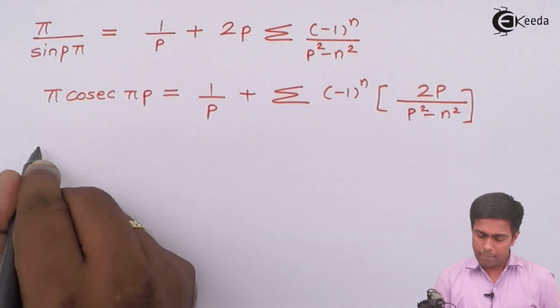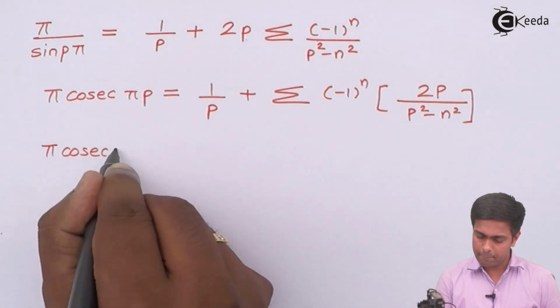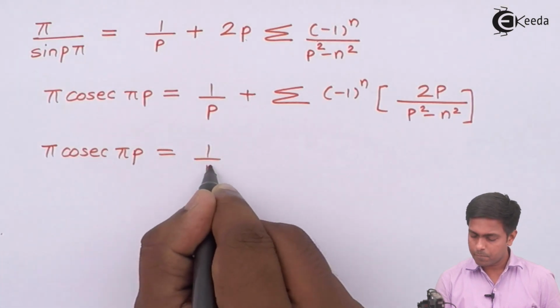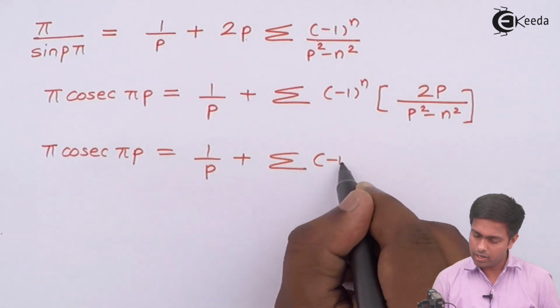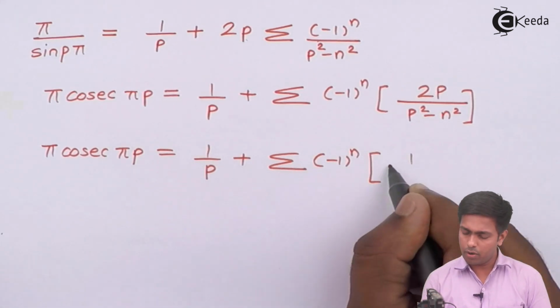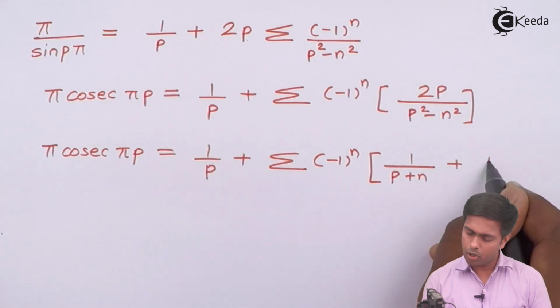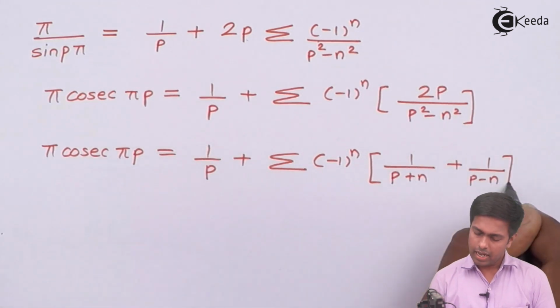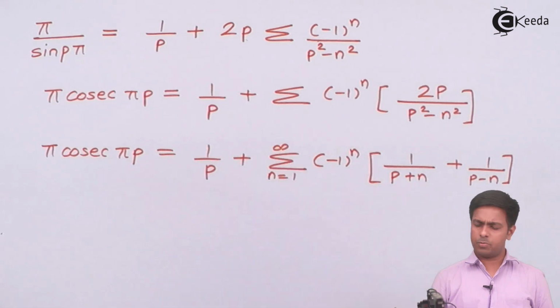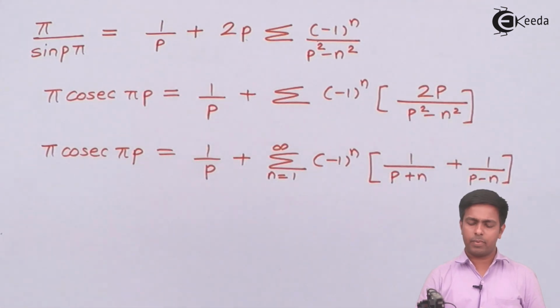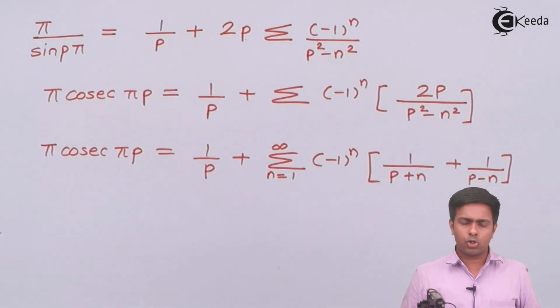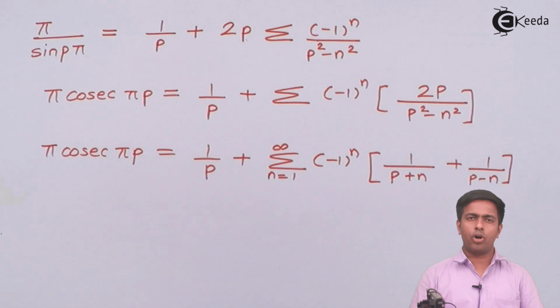So here we get pi cosec of pi p equal to 1 by p plus summation negative 1 raised to n into 1 upon p plus n plus 1 upon p minus n, and n is from 1 to infinity. This bracket is nothing but 2p upon p square minus n square, and by doing this we got the deduction. So guys, here we have proved the given deduction as well as derived the Fourier series for cos of px. I'm sure that you understood the whole process, how I got the result.